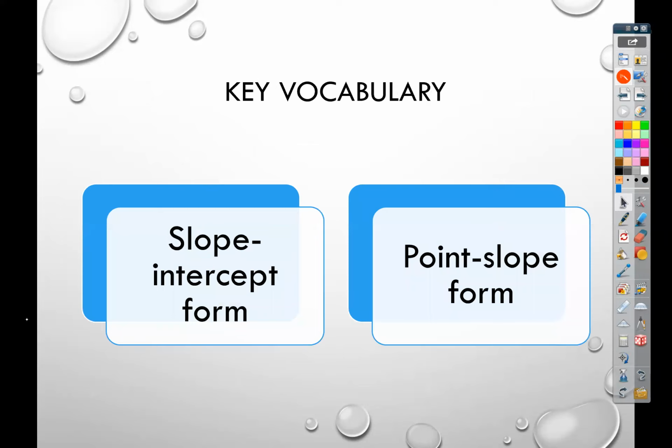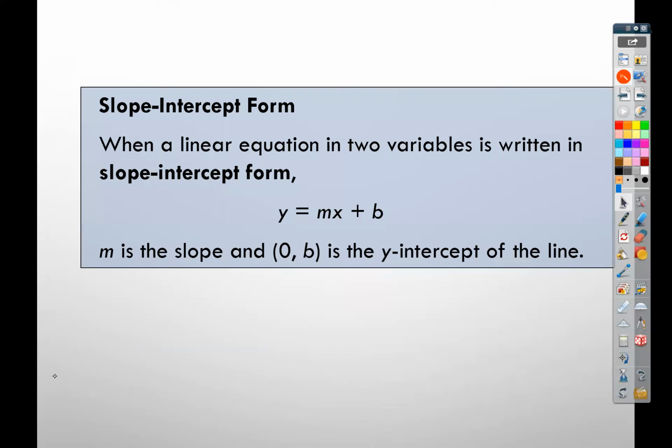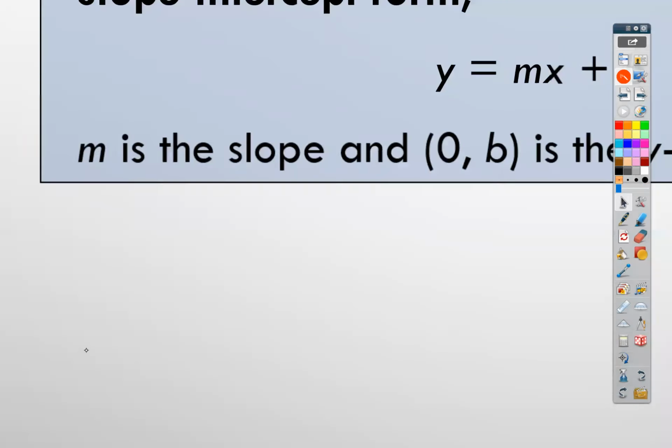So the key vocabulary today are slope-intercept form, which y'all are familiar with, and then a new one, point-slope form. So slope-intercept form, again, is y equals mx plus b, where m is the slope and b is the y-intercept.